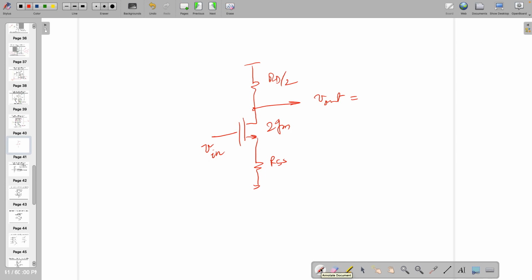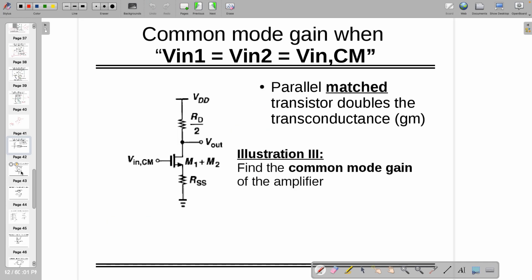Okay, I'm leaving it to you. This is a source degeneration circuit to find out, and that becomes the common mode gain. And CMRR is equal to, for this particular circuit, the differential gain divided by the common mode gain, and that's going to give you CMRR. Maybe further we will practice once I return, right? Something like that.